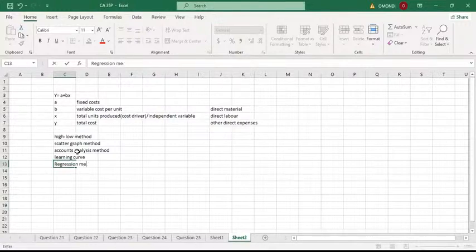This regression method here is having another name, that is algebraic method. It is also called ordinary least square method.